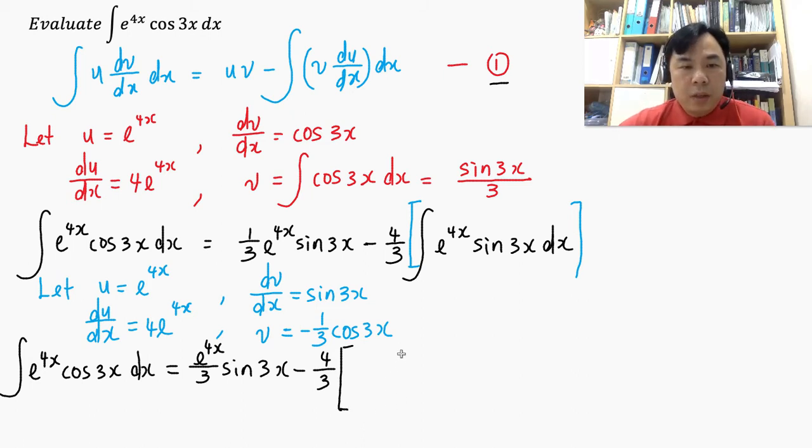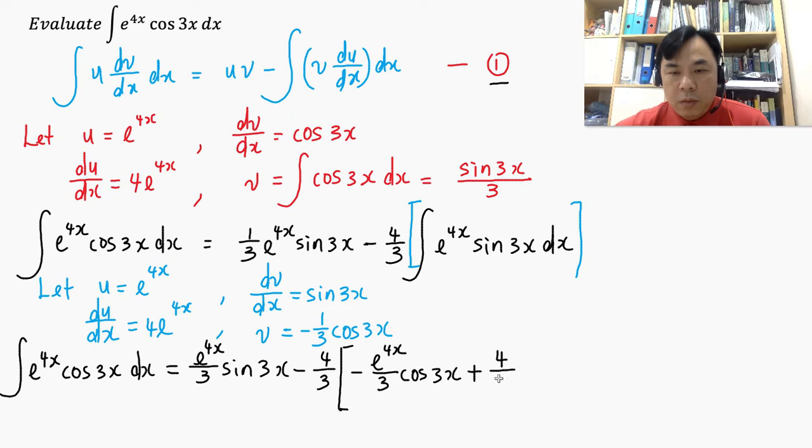easier to identify here. So that will be uv, that will be negative 4x over 3 cosine 3x. Okay, and then subtract off with v, but because of the subtraction it becomes plus here, so v du dx, that will be another 4 over 3 here, e to the 4x cosine 3x dx.